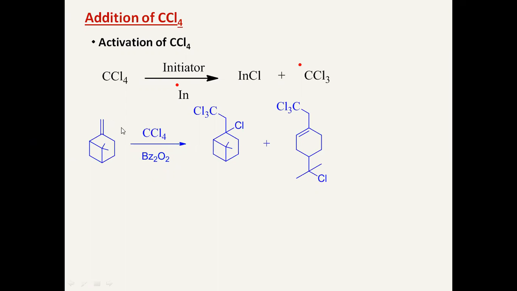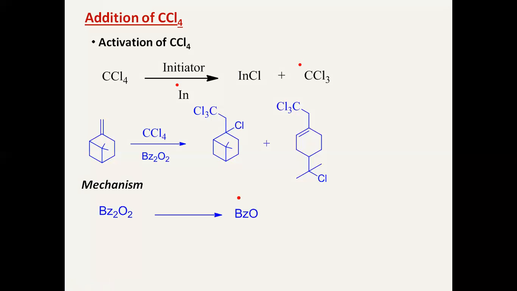The first direct product is the addition of CCl4 across the double bond. This should be the product. And the second is this one, which is formed by the generation or rearrangement of a free radical in this molecule. So how to write the mechanism or how to understand this? Let us go for the mechanism.